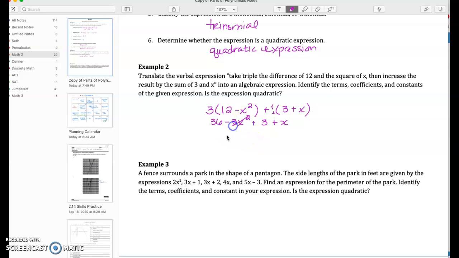Combine like terms, so we have negative 3x squared plus x plus 39, because I have those 2 constants. So this is another quadratic trinomial. Highest degree is 2, and we have 3 terms. The terms are negative 3x squared, x, and 39, and the constant is 39.